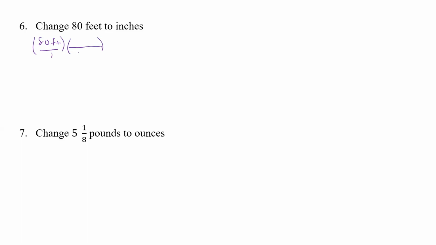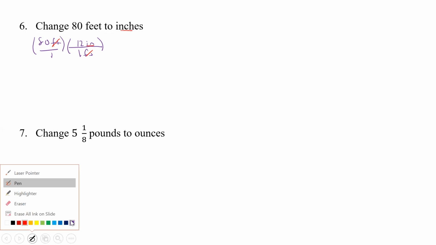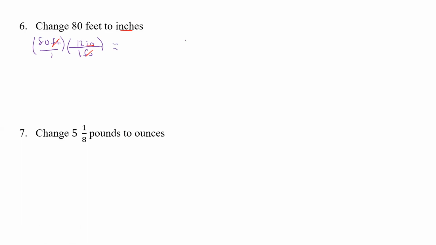And then we know there's 1 foot is 12 inches. So now we've canceled our feet. We're in inches, which is what we want. And so now all we have to do is multiply. So we're going to take 12 times 80. We'll bring 0 down. 8 times 2 is 16. 8 plus 1 is 9. So that gives us approximately 960 inches.